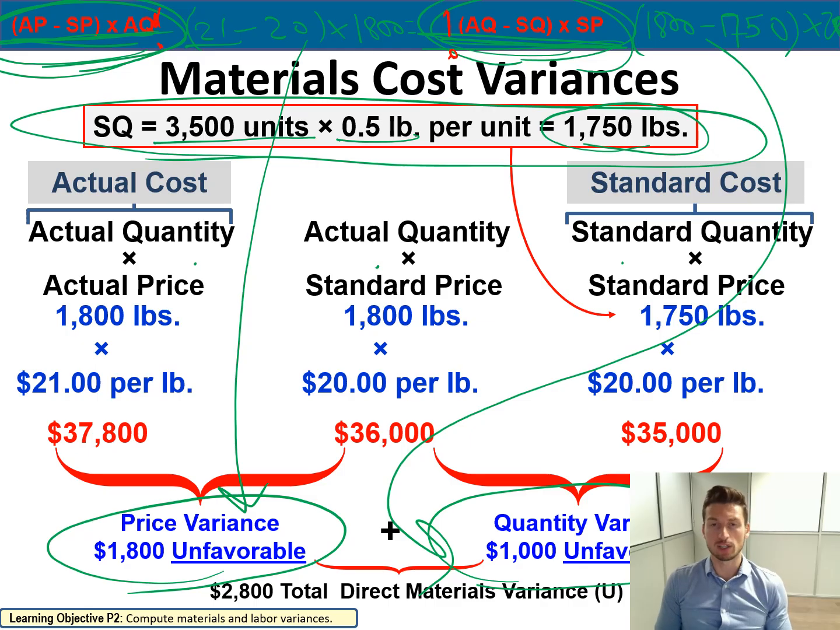Yeah, and by the way, I almost forgot that I can calculate total material cost variance. So how do I calculate it? When it's unfavorable, 1,800 and 1,000, I'm going to sum them up. It's going to be 2,800 total direct materials variance. So when it's unfavorable and unfavorable, we are adding them. That's why the total direct materials variance is 2,800.